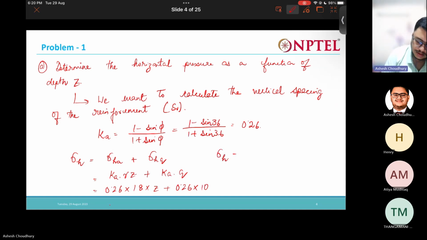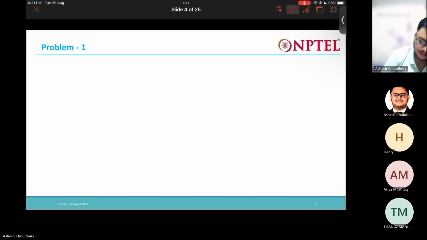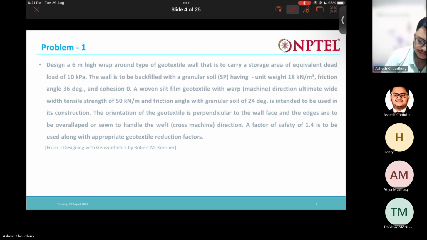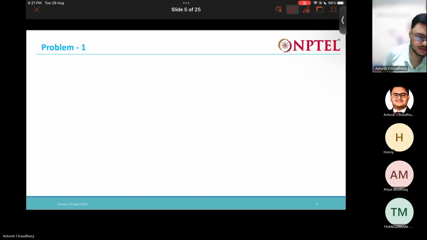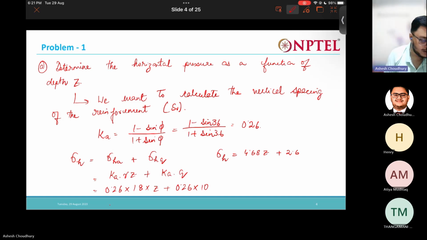So we are getting this as much. Let us calculate 0.26 into 18. 4.68 Z. Okay. So this is the horizontal pressure.